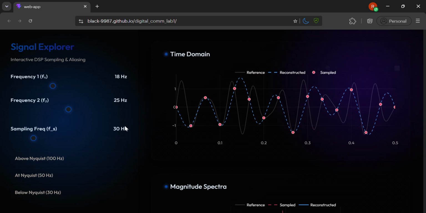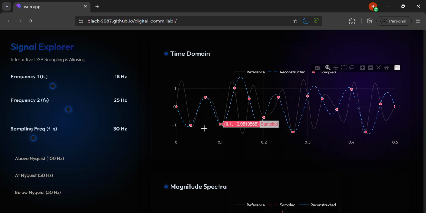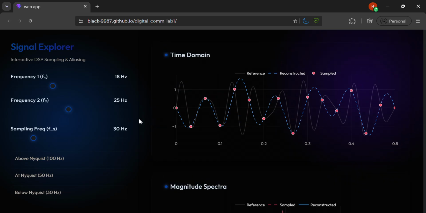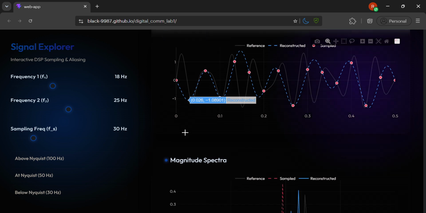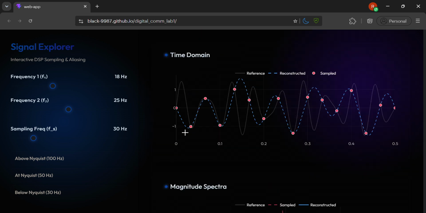Therefore, the main observation from the experiment is that the sampling frequency directly controls how much information about the original signal is captured. By changing the inputs and observing all four graphs together, we can clearly see the complete effect of sampling, from the original waveform to the discrete samples, to the frequency spectrum, and finally to the quality of reconstruction. Thank you.